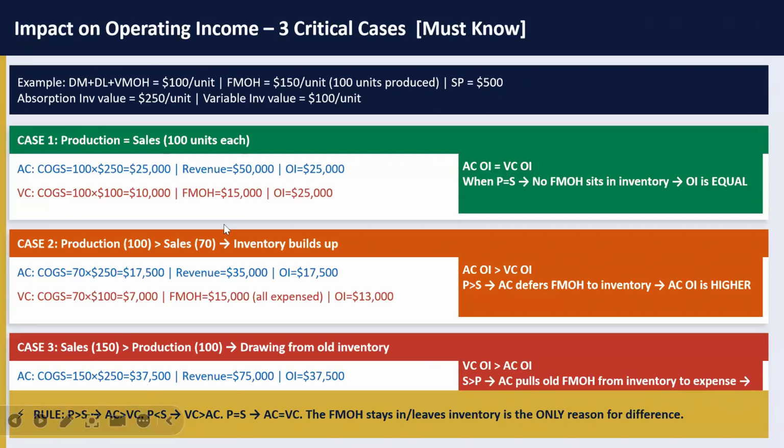To sum up, what you have to remember: when production equals sales, no difference in operating income. When production is greater than sales, operating income in AC will be greater than VC. When sales is greater than production, operating income under AC will be lesser than VC. That is all you have to remember. And what is the difference between these income calculations? It is your fixed manufacturing overhead. That is the only difference.